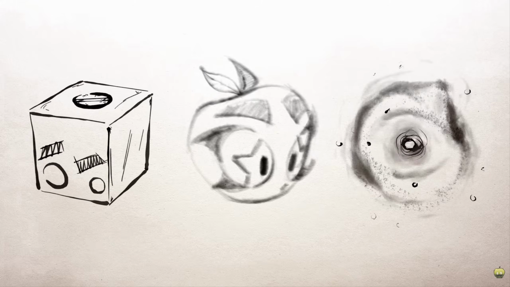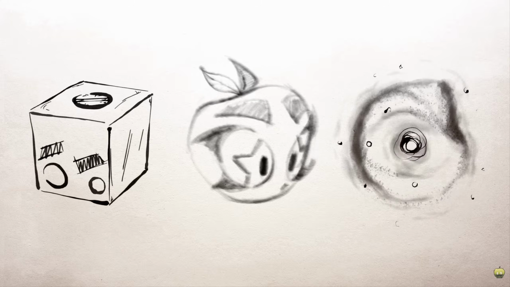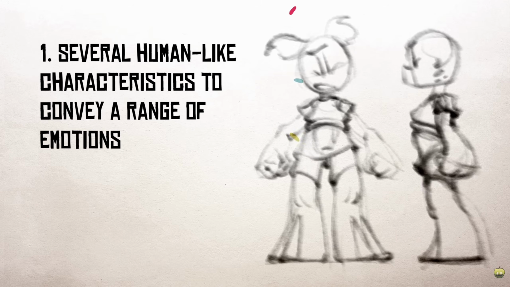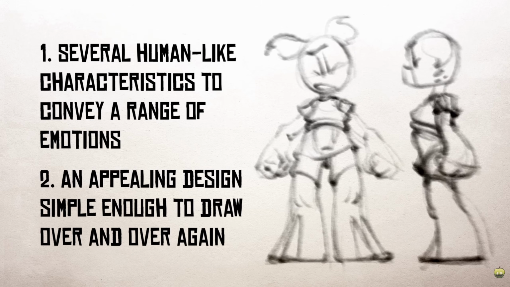When designing for animation specifically, there are a few key objectives that determine a successful character in my mind. A great character has several human-like appendages to convey a range of emotions. For example, they'll have eyes, a mouth, hands, and feet. Also, an appealing design that is simple enough to draw over and over again.